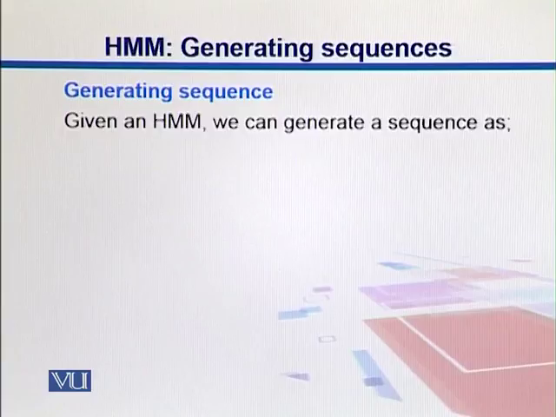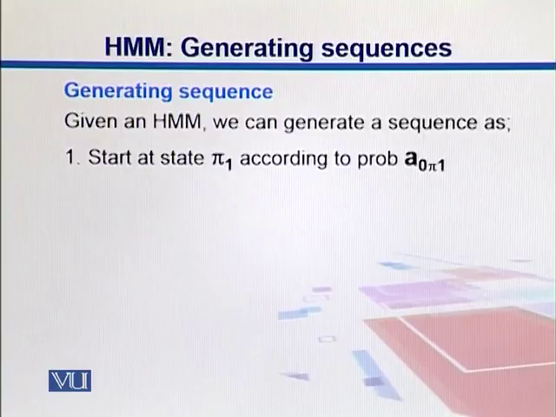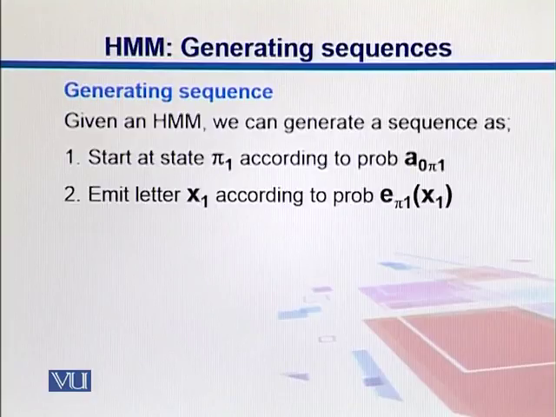So given an HMM, we can generate a sequence by starting at state pi 1 according to a probability a0 into pi 1. Actually a0 is the starting, or null, state. So what we are saying here is this is the start probability, the probability of starting in pi 1. While in pi 1 we can emit the first letter of the sequence, X1, according to the emission probability, that is, the emission probability at pi 1 of X1.